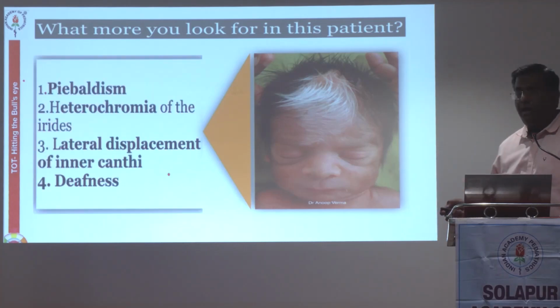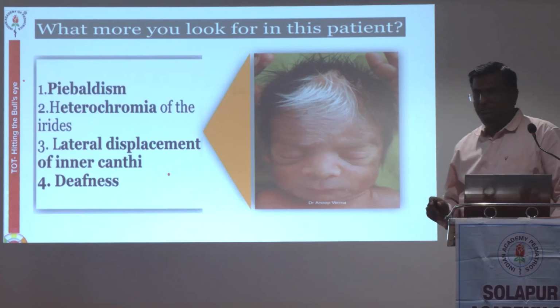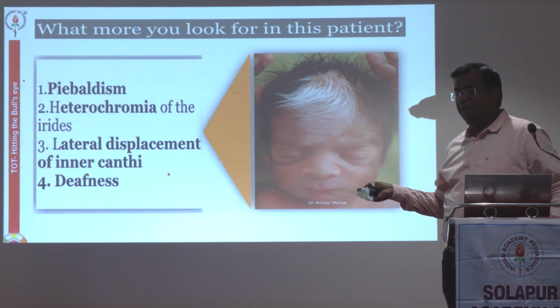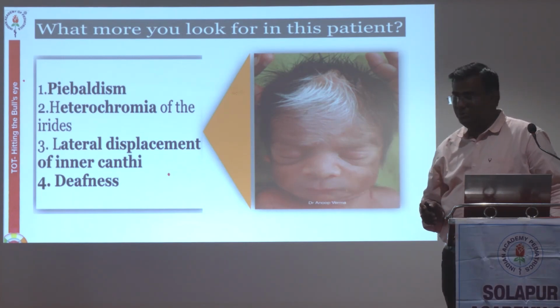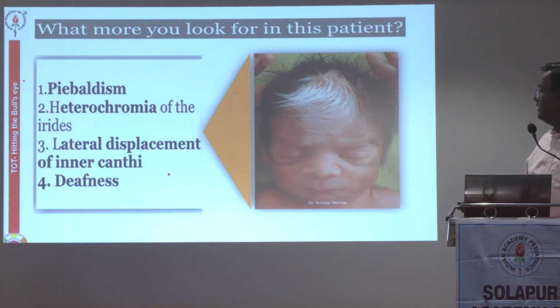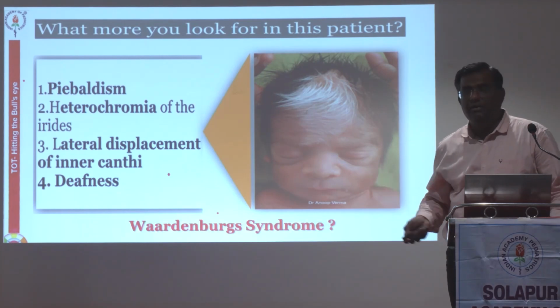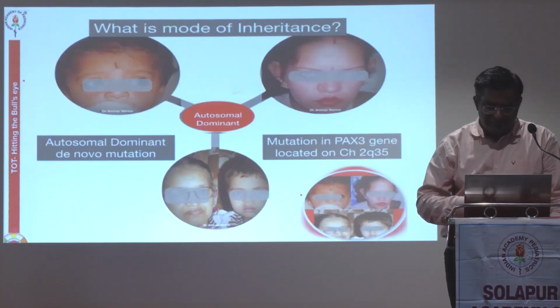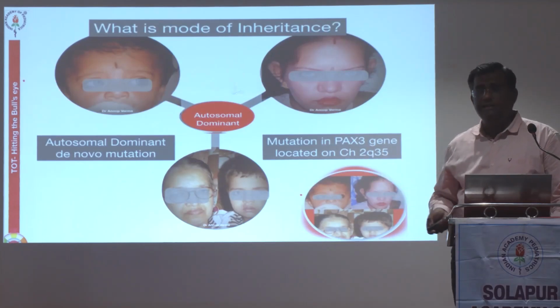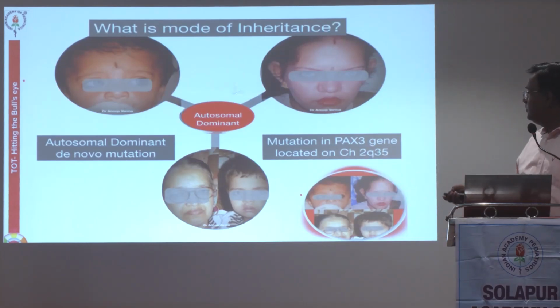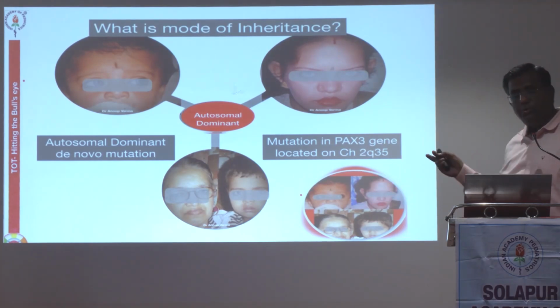Okay, so heterochromia, not only in the patient but in the family members also. Lateral displacement of the inner canthi, and ask for deafness. Then, as already told, it is Waardenburg syndrome. Mode of inheritance is autosomal dominant with the mutation in the PAX3 gene located on chromosome 2q35.